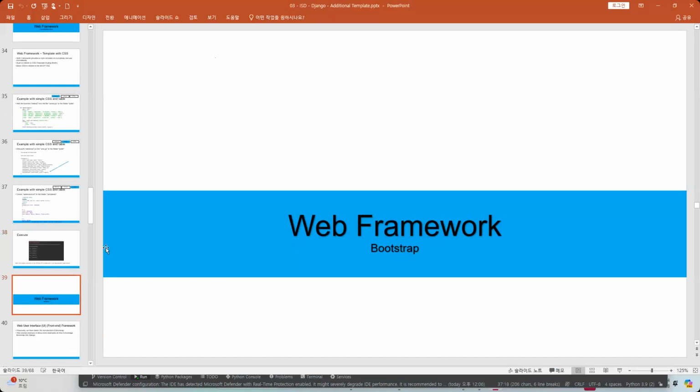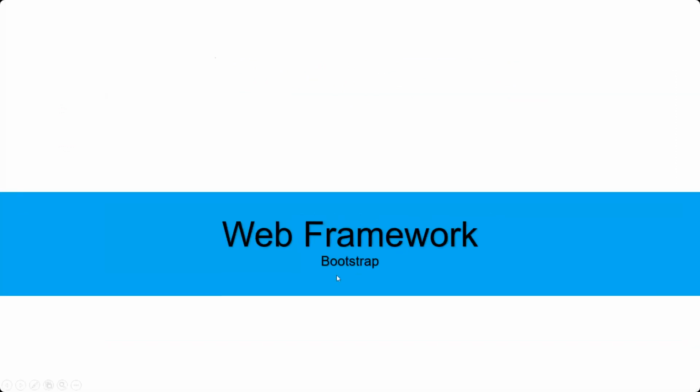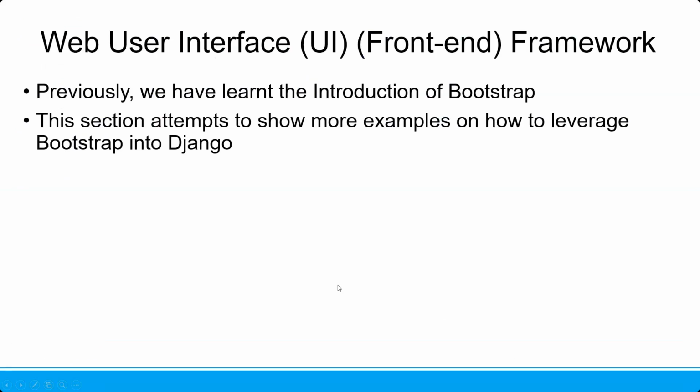Okay, now let's look more at Bootstrap. So you already learned Bootstrap and you just apply it to HTML. Now, what if we apply Bootstrap into Django? Previously we have learned the introduction of Bootstrap. So we are trying to leverage Bootstrap in Django. We are trying to combine it with extend and include. Okay, how can we include, how can we extend, and so on. So every page will be linked.